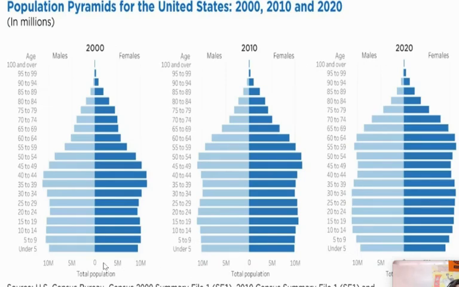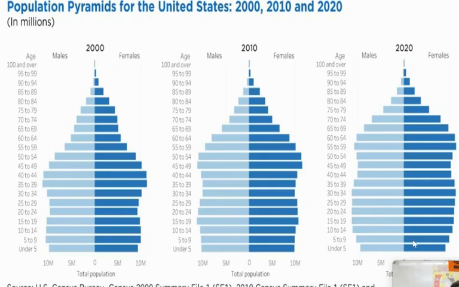The United States over time, this is 2000, 2010, 2020. Notice basically the top becomes bigger, and so you have this larger population at the top of the spectrum. That means the older population is growing. And then here at the bottom over time, you notice that people are having less children. The number of younger people is actually falling. So the United States is suffering from falling demographics in terms of population.